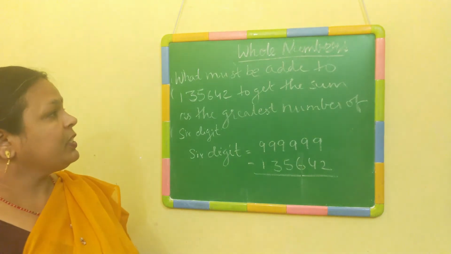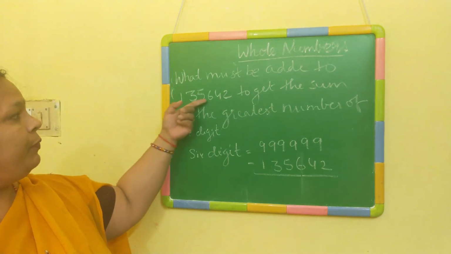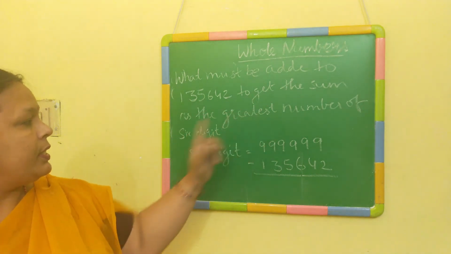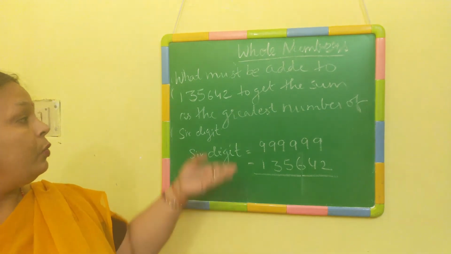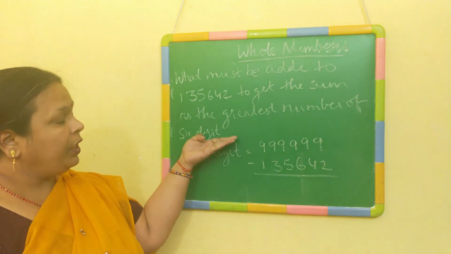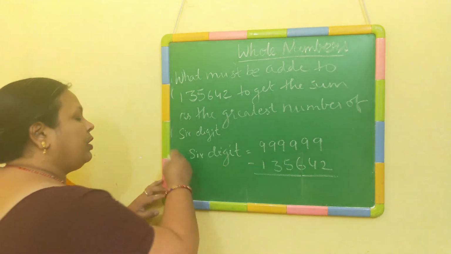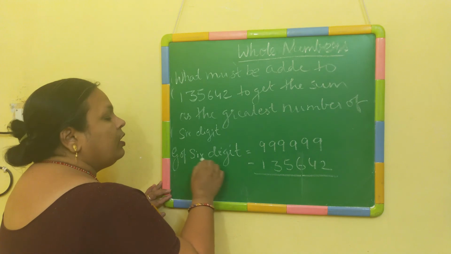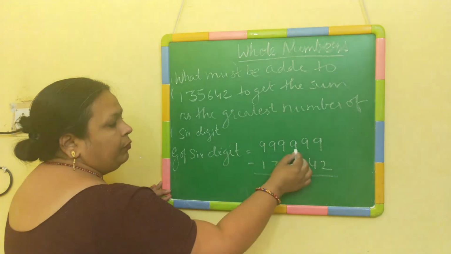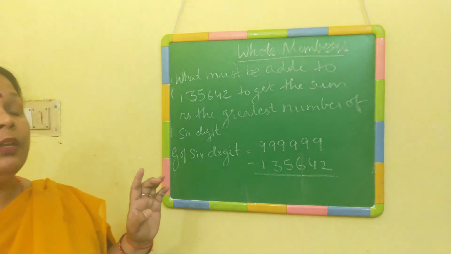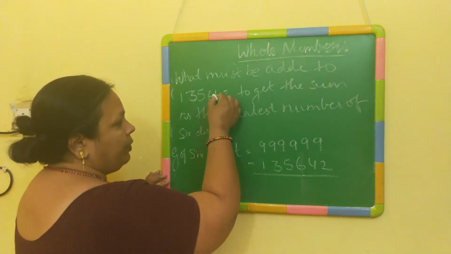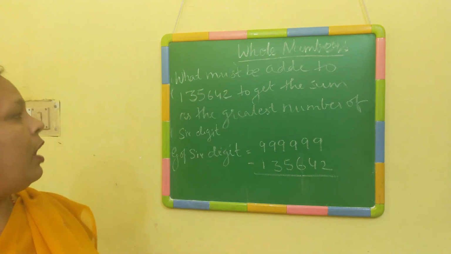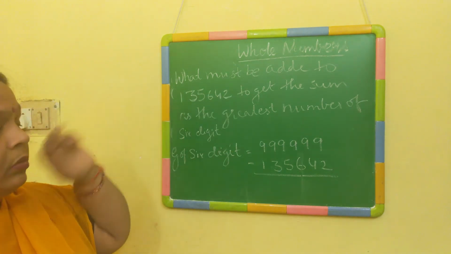Now what must be added to 135642, to get the sum as the greatest number of 6 digits? To solve this word problem, we need to know what the greatest number is. So the greatest number of 6 digits is 999999. Then we will subtract the given number from it, and we will get the number which must be added to the given number.